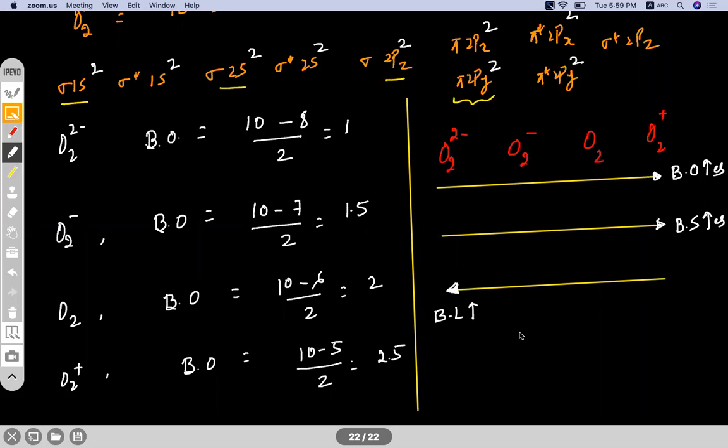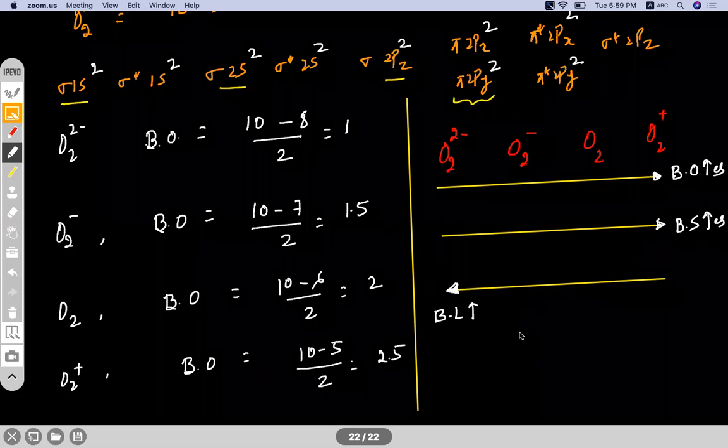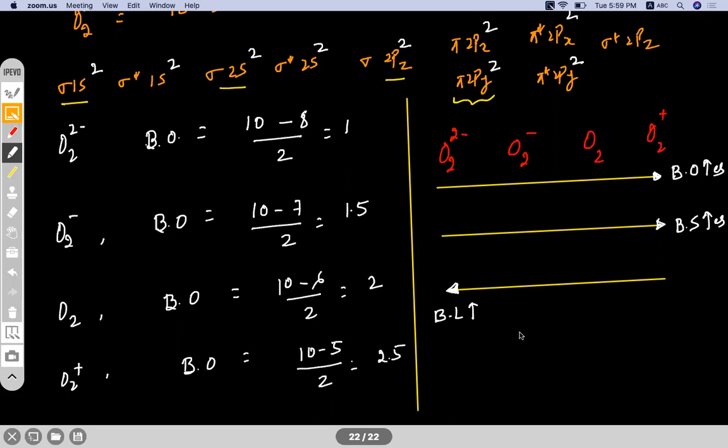Right, so this oxygen example is very important. Many times they have asked this question in exams, in school exams and also in competitive exams. You must take care of all the three properties here. And when the bond order is 0, then the molecule does not exist. That is also very important. So this is it for molecular orbital theory.